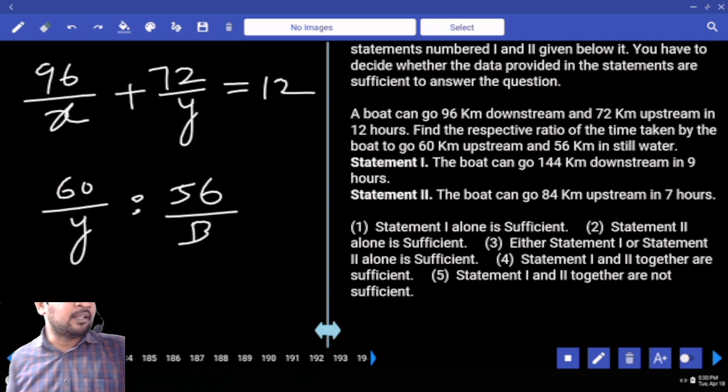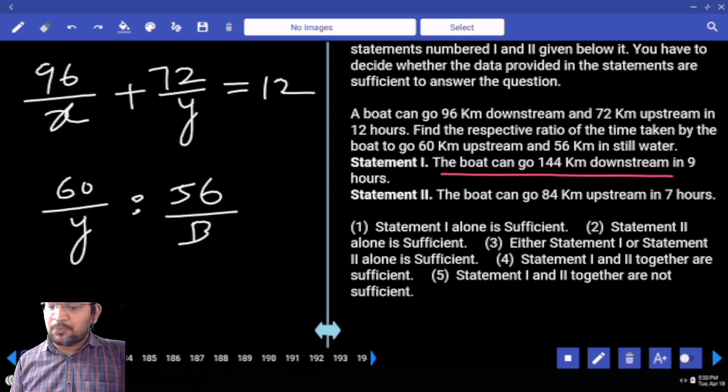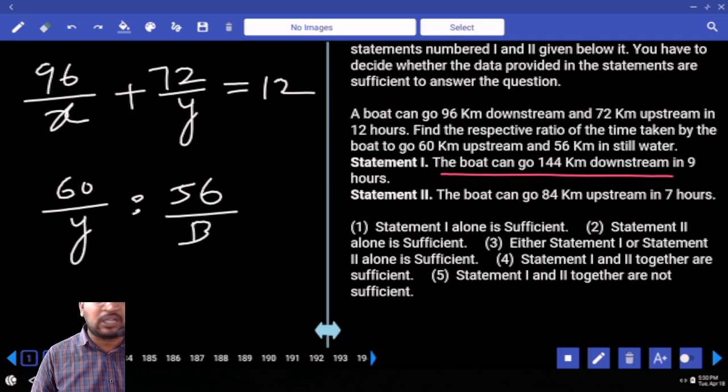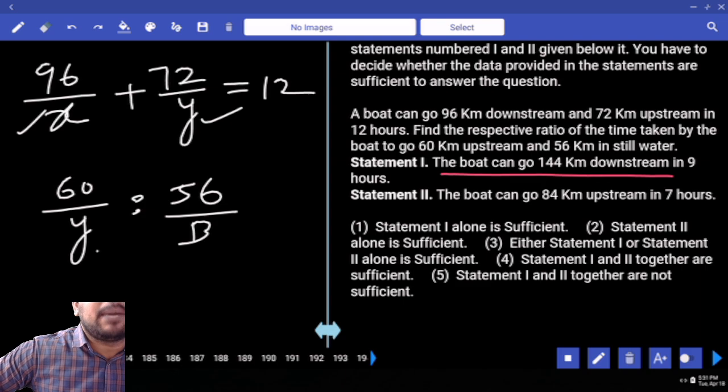Now the first statement: a boat can go 144 kilometers downstream in 9 hours. By using this we are going to find the downstream speed. If you know the downstream speed and substitute here, then you can get y. Once you get y, if you substitute here, then we can get b. How to calculate b? b is nothing but x plus y by 2.